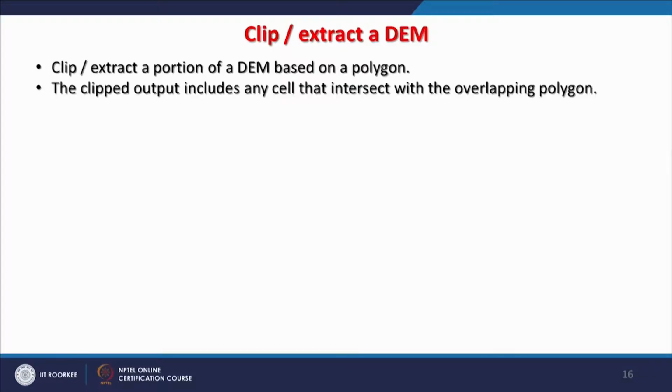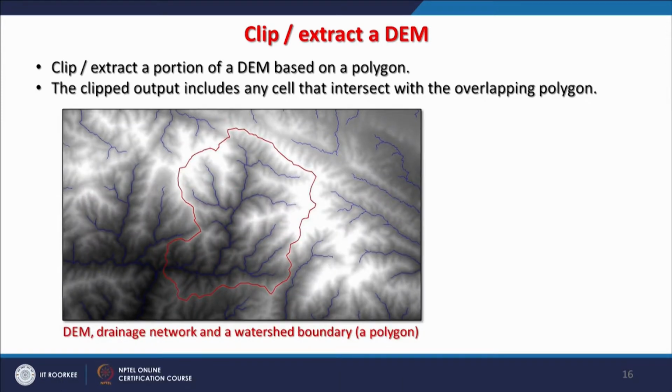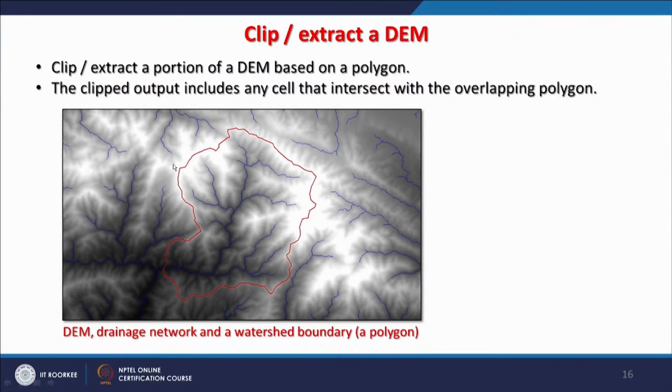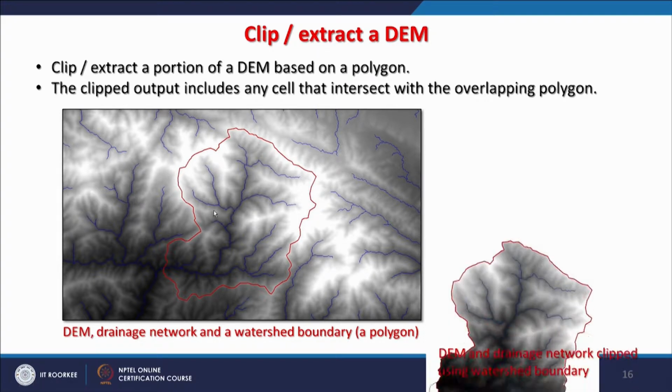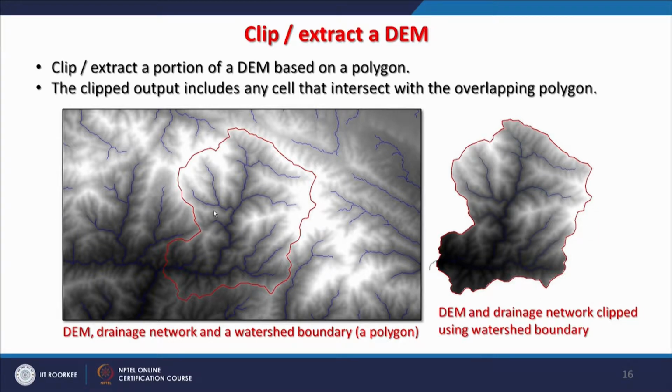The clipped output will include any cell that intersects with the overlapping polygon. Especially it takes care at the border where this polygon falls over a digital elevation model. The example given here is a watershed boundary shown over a digital elevation model. Now I want to extract the digital elevation model only for this red polygon or watershed boundary, and this is exactly what clip or extract is. So the output would look like this.